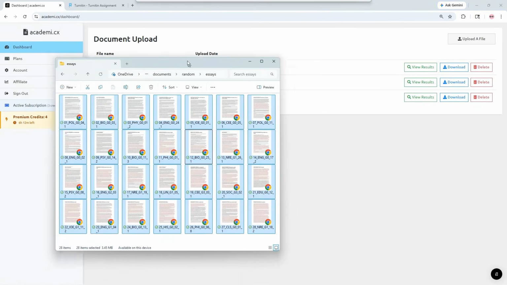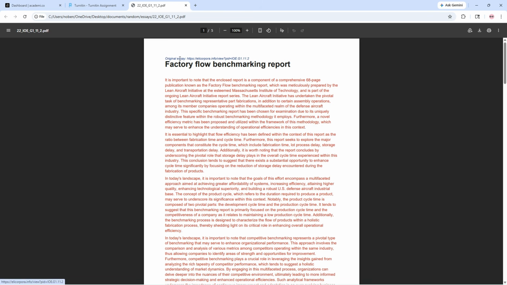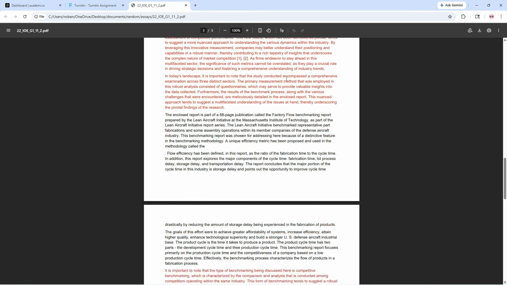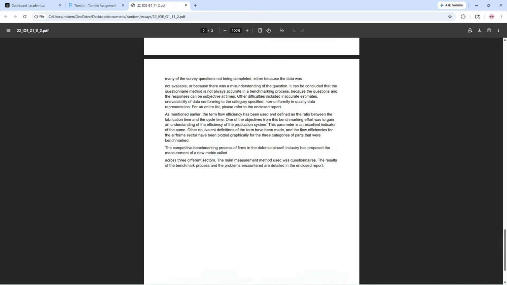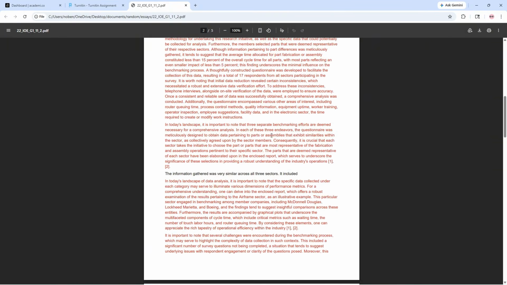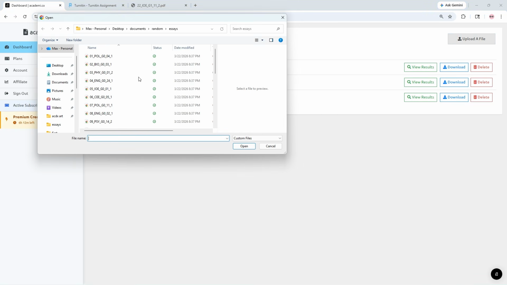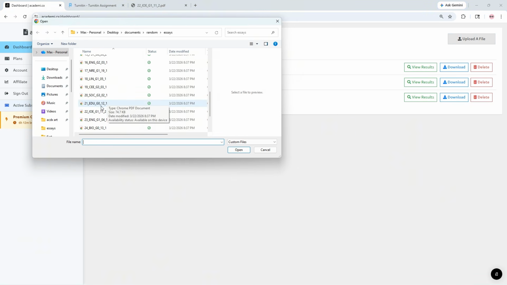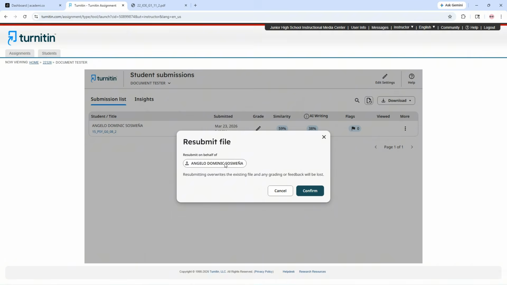So I'll see you then. All right, so we're moving through these fast. Let's go on to the next document. And this one, let's do 22. As we can see here, factory flow benchmarking report. In this case, there was an extensive amount of AI added to the existing essays. So I'm curious to see if both of them are going to catch it at 100% or at least 75% plus. I guess we'll have to see. So again, I don't even have to tell you guys. I'm going to upload this document to Academicx, and then do the same thing on Turnitin, and we'll be back right after.